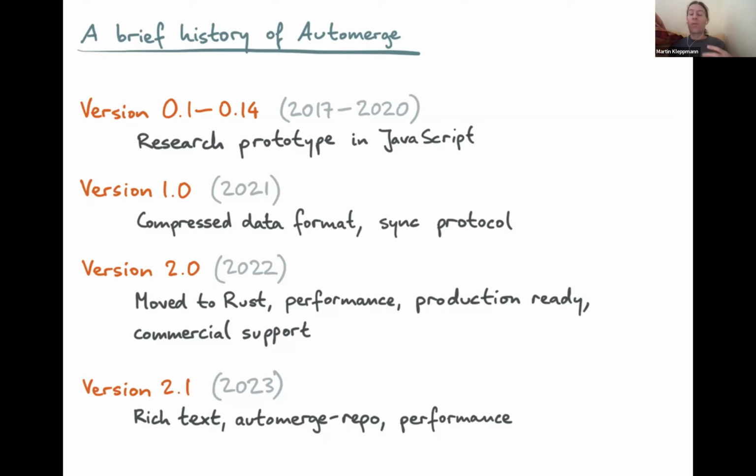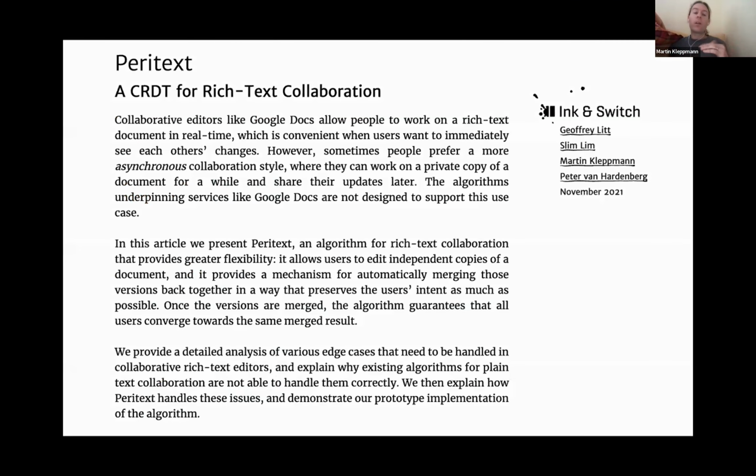And in the context of supporting rich text, that is text with formatting like bold and italic, it turned out that using generic data types, we were not able to get the behavior that we wanted. So we did this project called Peritext, which you can find more details about online, in which we designed a new CRDT algorithm specifically for handling rich text.